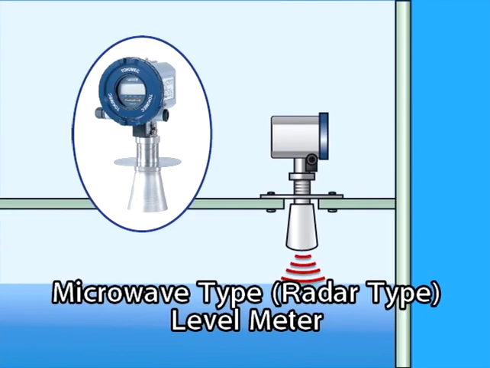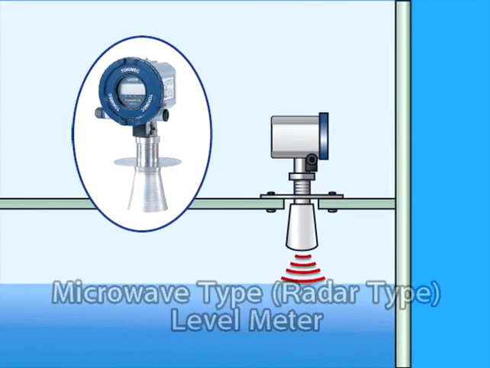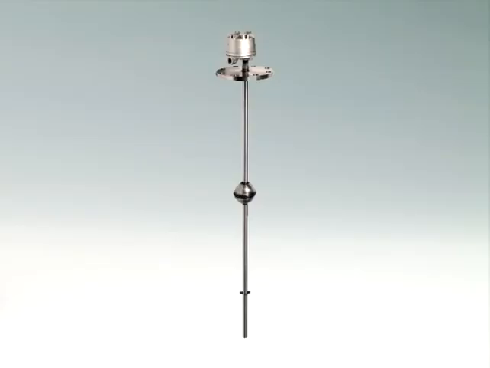Microwaves are a kind of electric wave. Microwave level meters are so accurate that they are used for LNG and LPG tanks. But float-type level meters are also used as a backup measure.